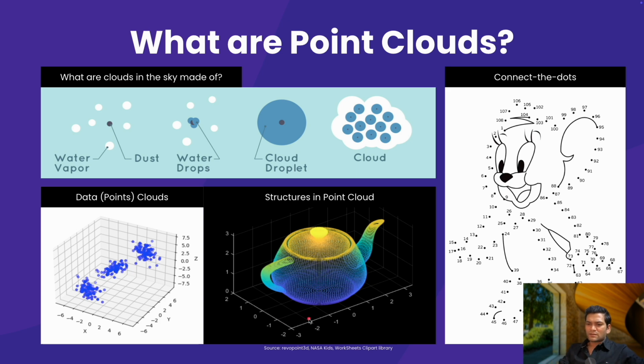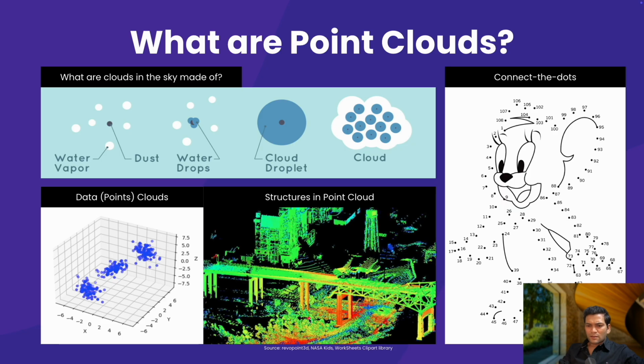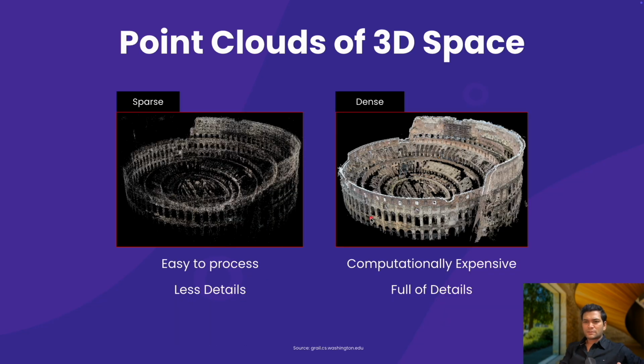Sample image here is of a city, right? Now this image is a point cloud of a city in India, and we can clearly make out the bridge from the buildings here. How point clouds represent 3D space, right?